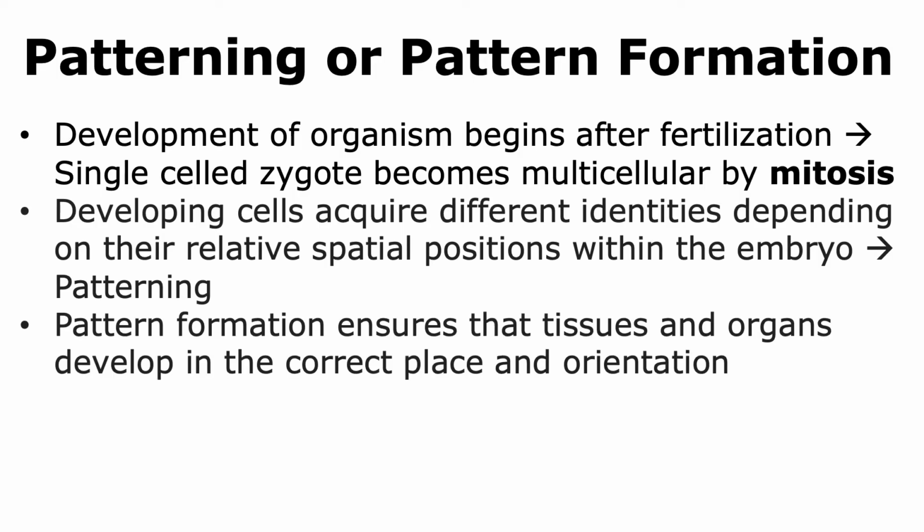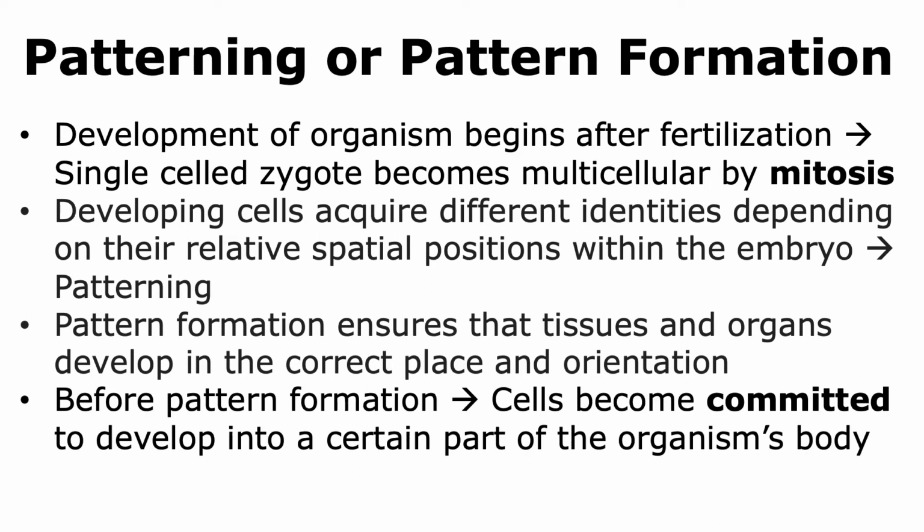Now, patterning or pattern formation ensures that tissues and organs are able to develop in their correct places and orientation. Before the cells are able to form these different patterns, the cells must first determine their fate, and that is what helps them become a certain part of the organism's body.